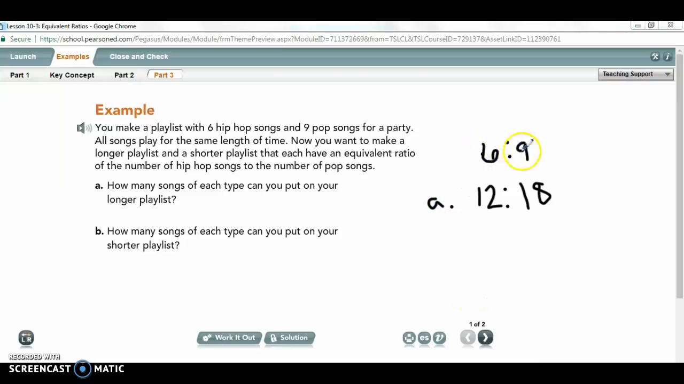And then to answer B, what we would do is divide it down. So 6 and 9 are both divisible by 3. 6 divided by 3 is 2, and 9 divided by 3 is 3. So the ratio is 2 hip-hop songs for every 3 pop songs, which is equivalent to 6 to 9, and again, 12 to 18. So this one is the answer for B.